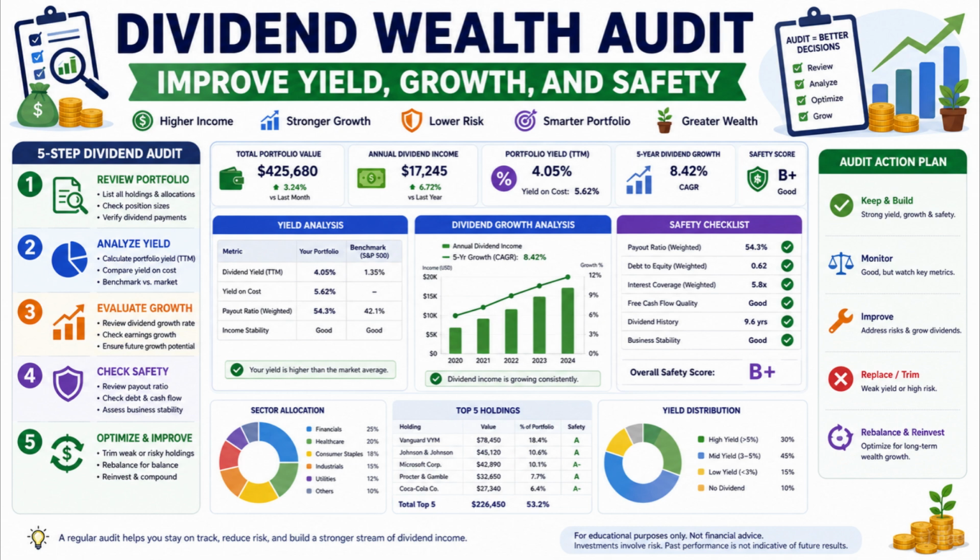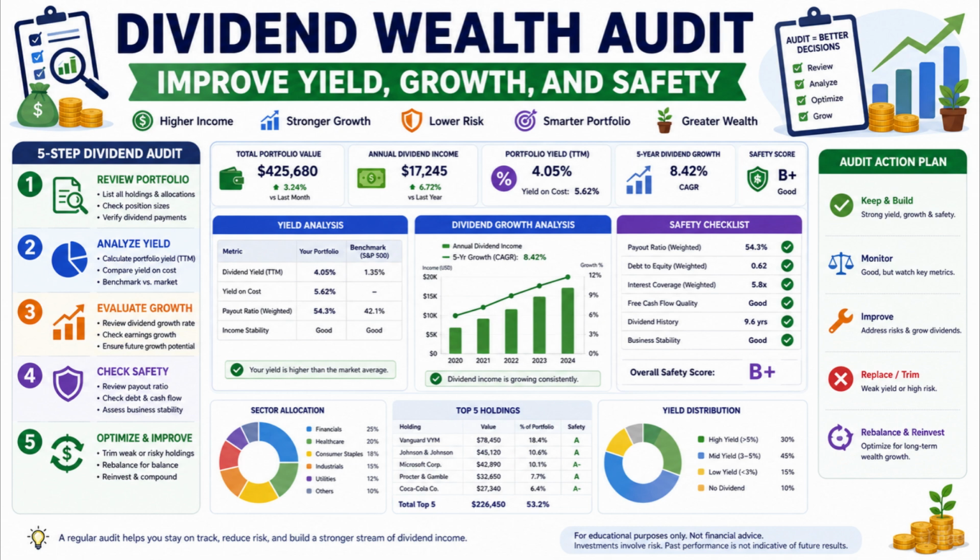In this example, the portfolio payout ratio is approximately 54.3%. This ratio shows how much of total earnings is being distributed to shareholders. A reasonable payout ratio may allow companies to continue paying dividends while also retaining enough money for debt reduction, business investment, and future growth. At the same time, evaluate income stability.